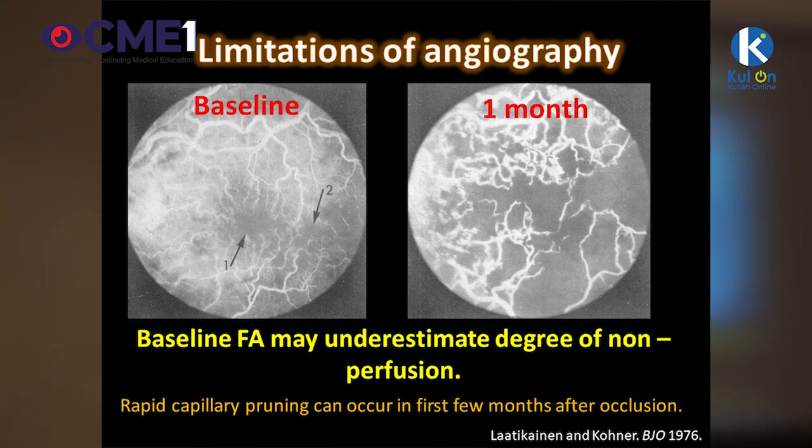The other thing about the fluorescein angiogram is that if you do the angiogram at baseline, you may get a very false overview of whether the eye is ischemic or not. So this is a patient that had an angiogram and they developed a retinal vein occlusion, and then 1 month later, and you can see at the 1 month later they've developed significant non-perfusion. So the timing of doing the fluorescein angiogram is also very important.